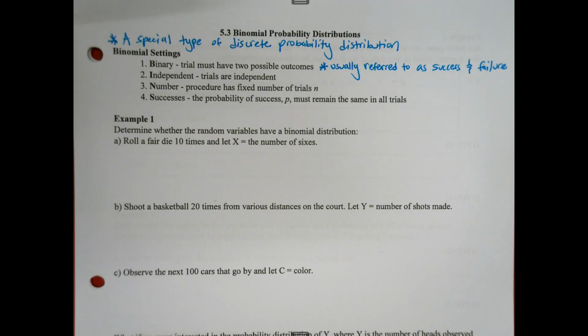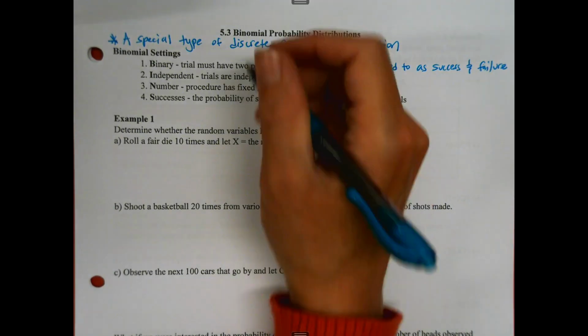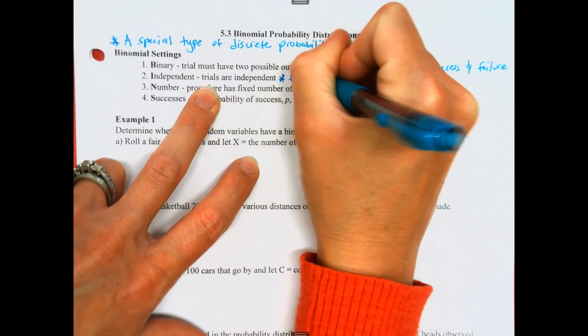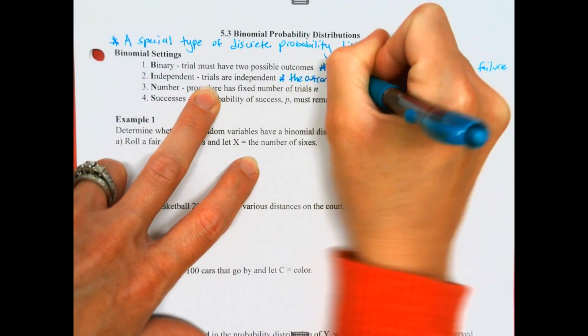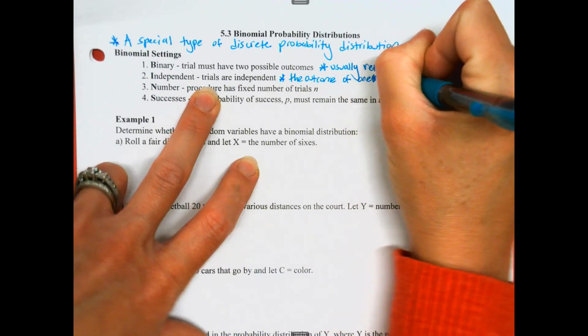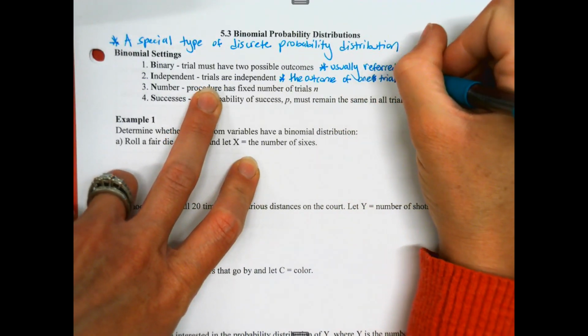The next thing is that the trials need to be independent. What that means is the outcomes of one trial does not affect another.